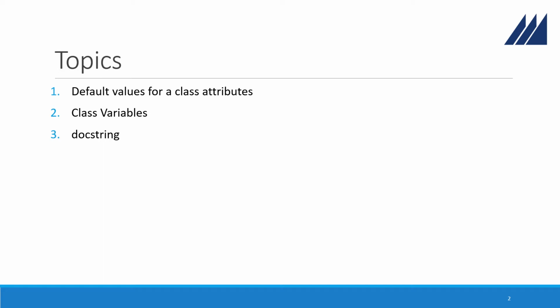First, we're going to take a look at what we mean by the default values for class attributes. And then we're going to see class variables. And then we'll talk at the end of this slideshow about the docstring.